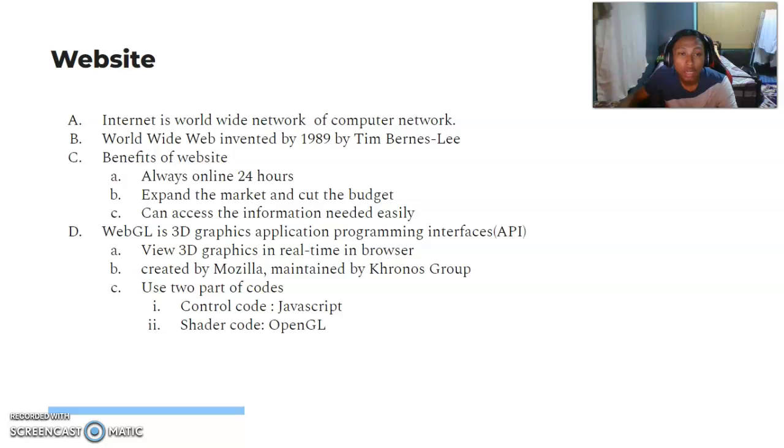The WebGL is a 3D graphic application program interface (API). It can view a 3D graphic in real life just using the browser. It is created by Mozilla but maintained by the Khronos Group. WebGL is created using two parts of code, which is control code and shader code. For the control code, it uses JavaScript, and for the shader code, it uses OpenGL.